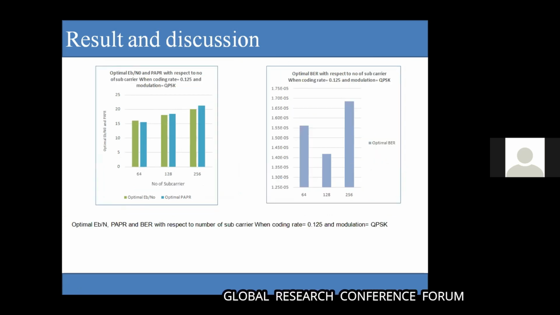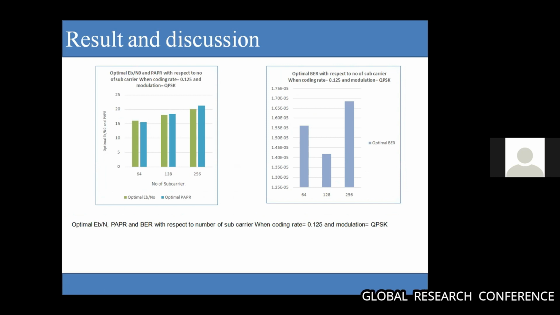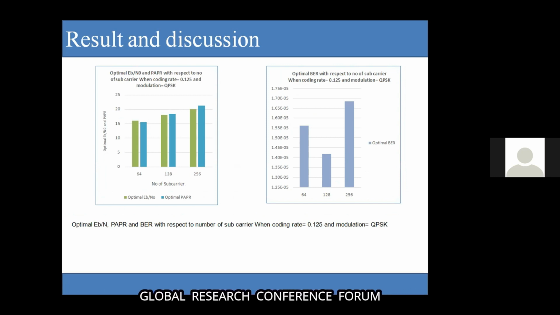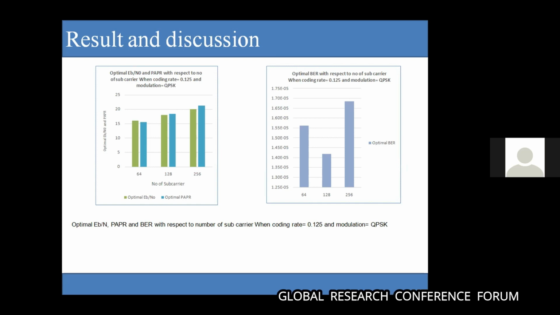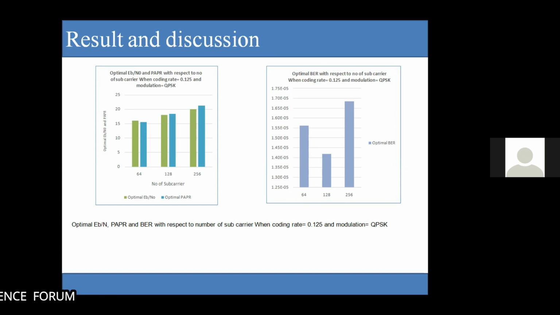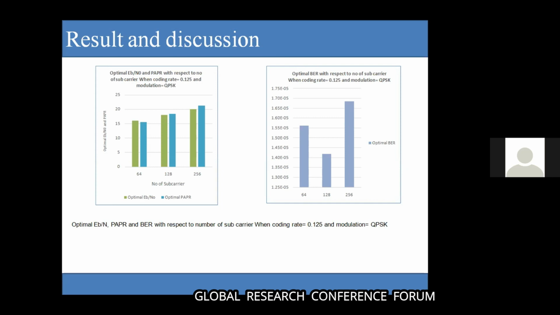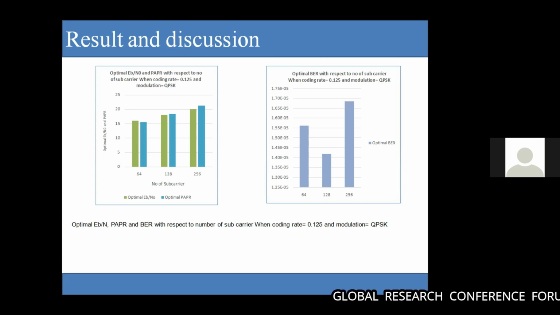Then the next result is related to the number of subcarriers. Here in this case, we have calculated the optimal Eb/N0 value for the minimum PAPR and the BER with respect to the number of subcarriers, when the coding rate is 0.125 and the modulation is QPSK. When you observe this graph, the optimal Eb/N0 value increases with respect to the number of subcarriers, and the optimal PAPR value also increases with respect to the number of subcarriers.